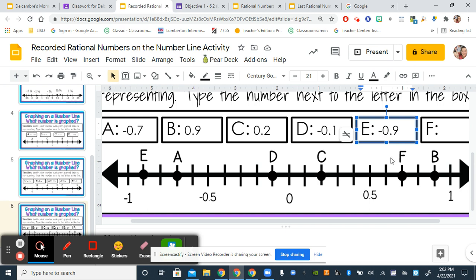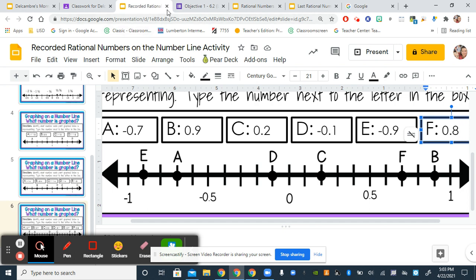And finally, F, if I go from 0 to F, I go 1, 2, 3, 4, 5, 6, 7, 8 tick marks away to the right. So this would be 8/10. And you can see, if you want to know the opposites, E and B are opposites of each other because they're the same distance away from 0 on the number line. All right.